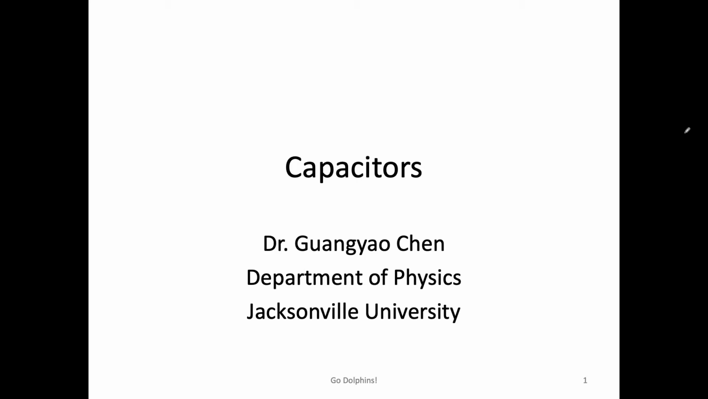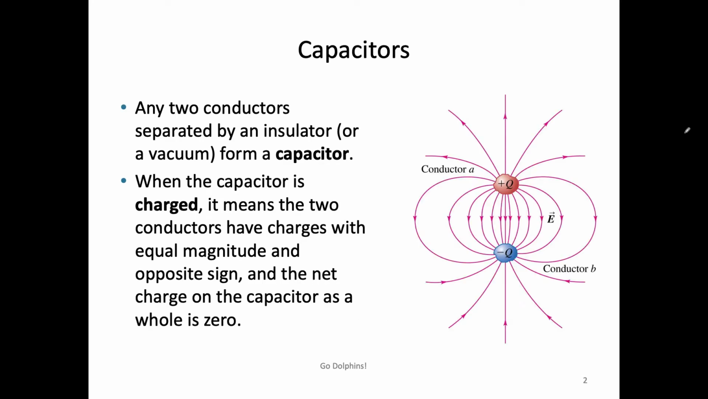So we're going to discuss capacitors in this video. The definition of a capacitor is simple. If you have two conductors separated by an insulator, it can be a vacuum. Vacuum is an insulator, right? And those two conductors separated by an insulator form a capacitor.